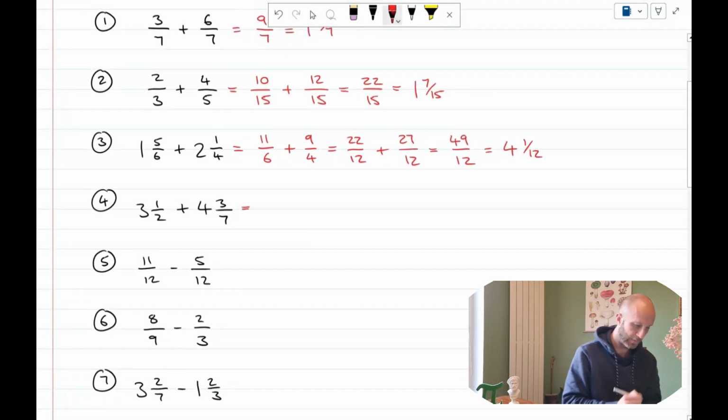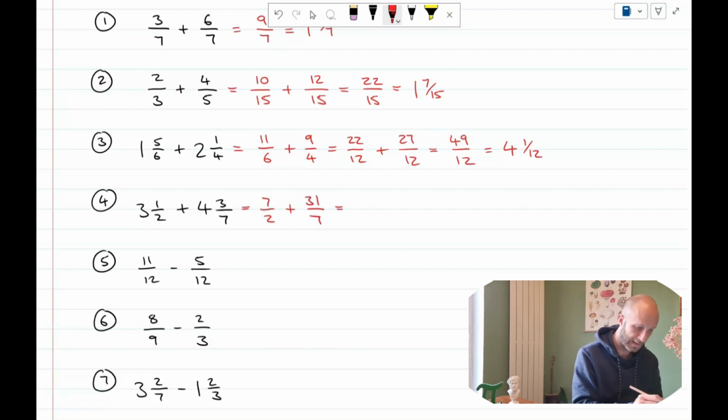Same kind of idea here. Another example, 3 and a half plus 4 and 3/7. I'll go a little bit quicker now that we've got the hang of this, hopefully. So 3 times 2 is 6, add the 1 is 7. Denominator stays the same. 4 times 7 is 28, add the 3, 31. The 7 stays the same. So we convert mixed numbers to improper fractions.